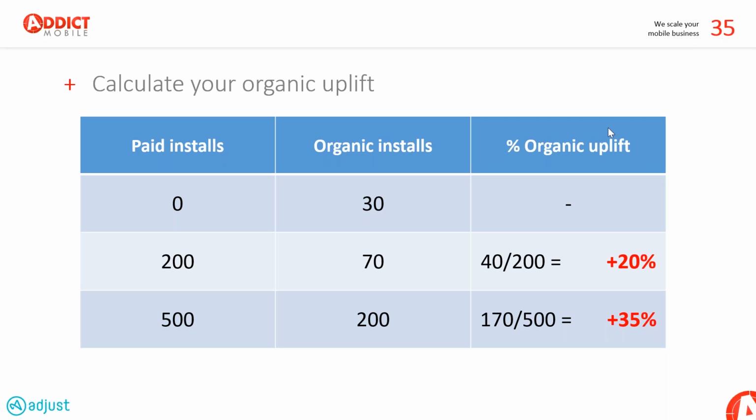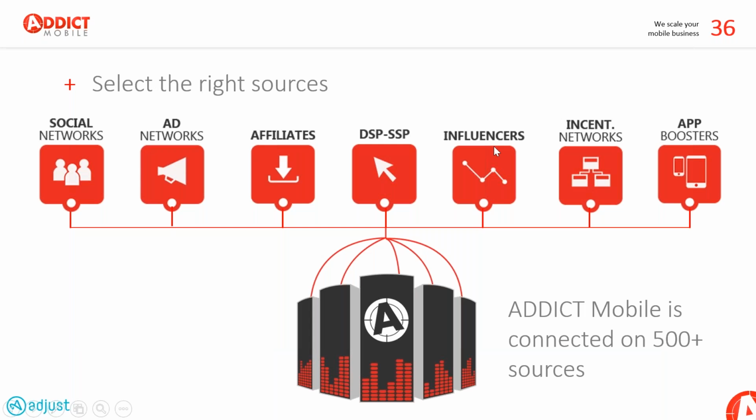Focusing on the sources, you also have to think about where to buy installs. Of course, you have some popular sources like Facebook and Google, but you have many others. For example, Snapchat and Pinterest recently opened the capacity to do user acquisition for app installs. And you have a lot of different sources like ad networks, affiliates, DSP, ad exchange, incentivized installs if you want cheap installs to go high in the rankings, and so on.